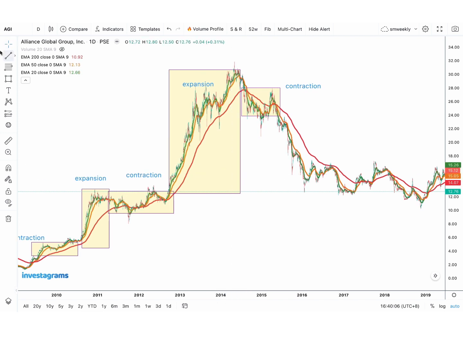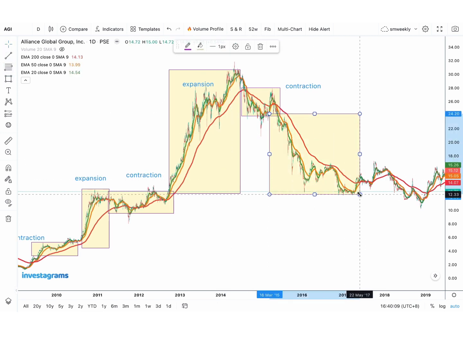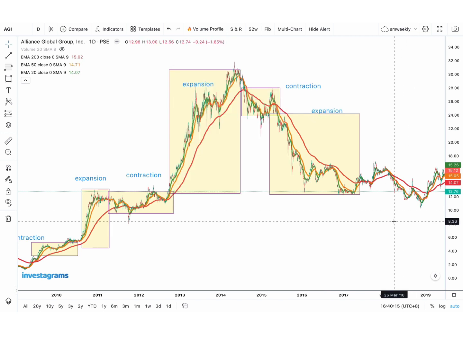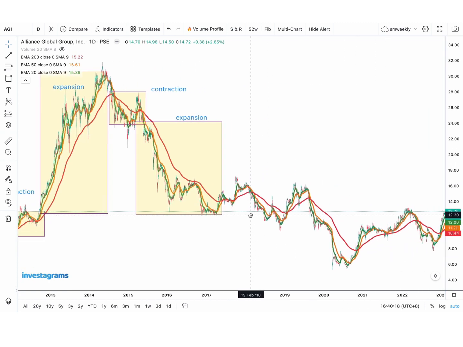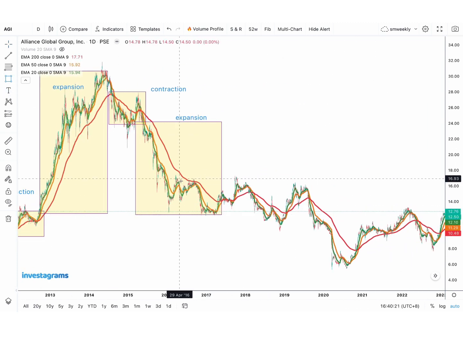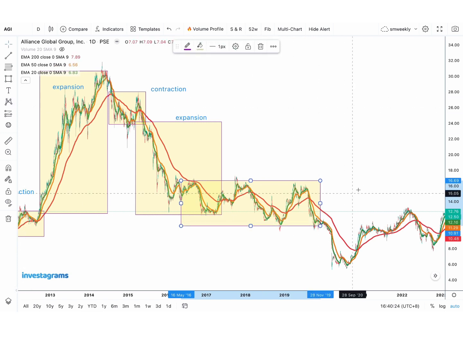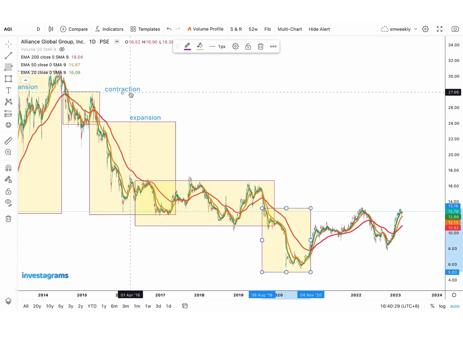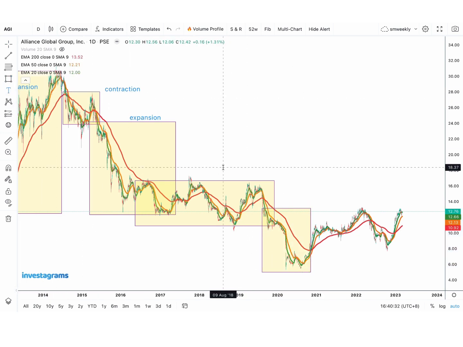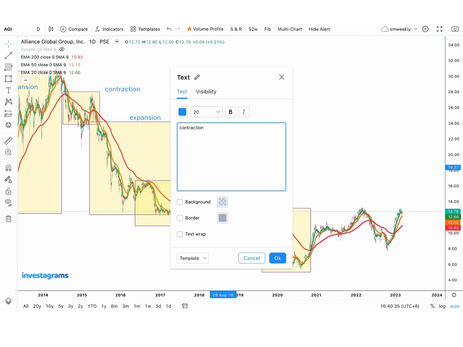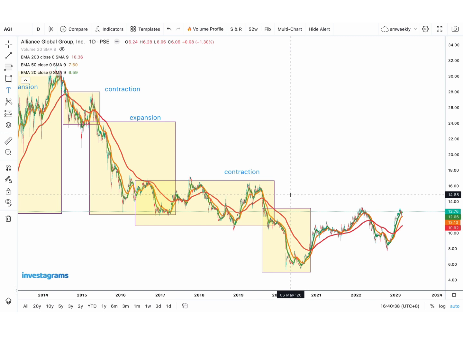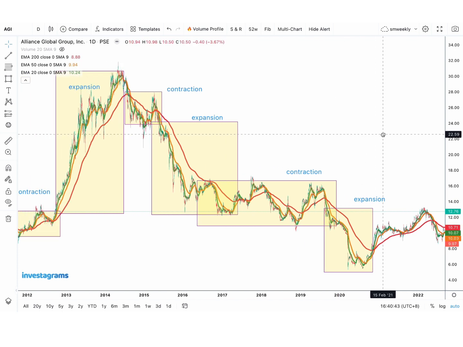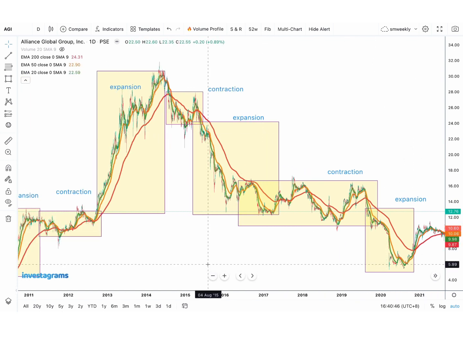And then there's a contraction sideways after price broke below that MA 200 line. Then another expansion. And another contraction sideways. And another expansion here. Now price is currently moving sideways, but we don't know yet whether this will result in a buy signal.